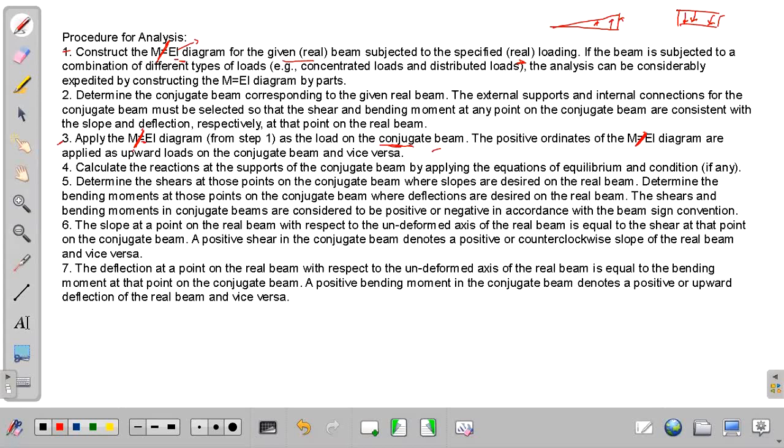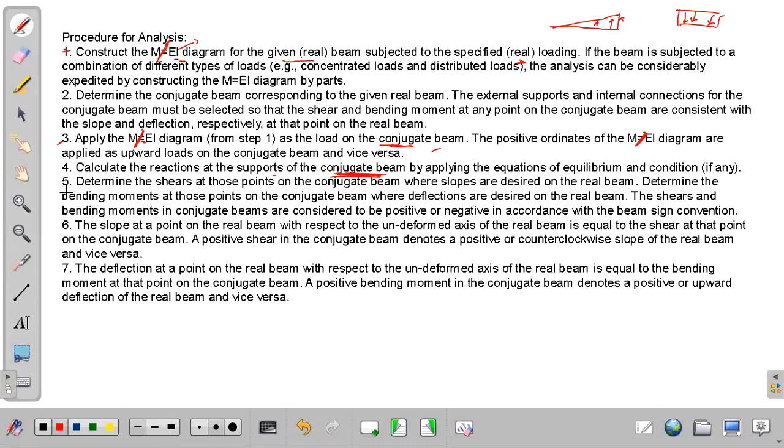So after having the M over EI diagram as load of your conjugate beam, you have now to calculate the reactions at supports of the conjugate beam. Okay? So dyan pa lang, mag-start na kayo mag-solve ng reactions at supports of the conjugate beam. Conjugate beam, hindi real beam. Okay? So this is by applying the equations of equilibrium and condition. Okay? So the reactions at supports or moment if you have any.